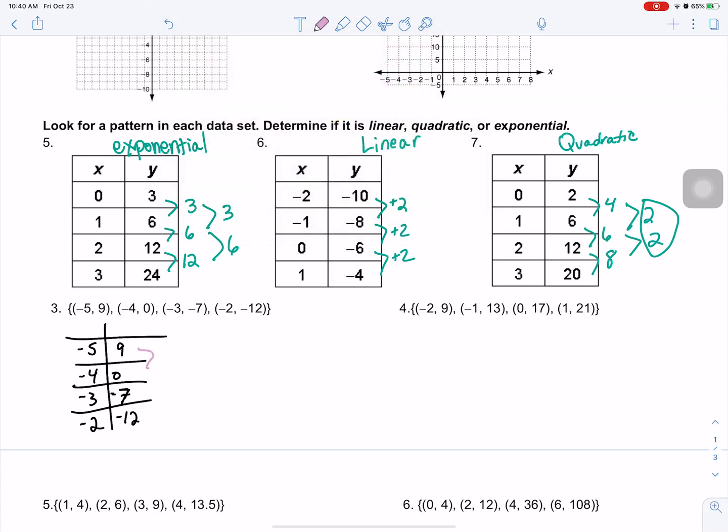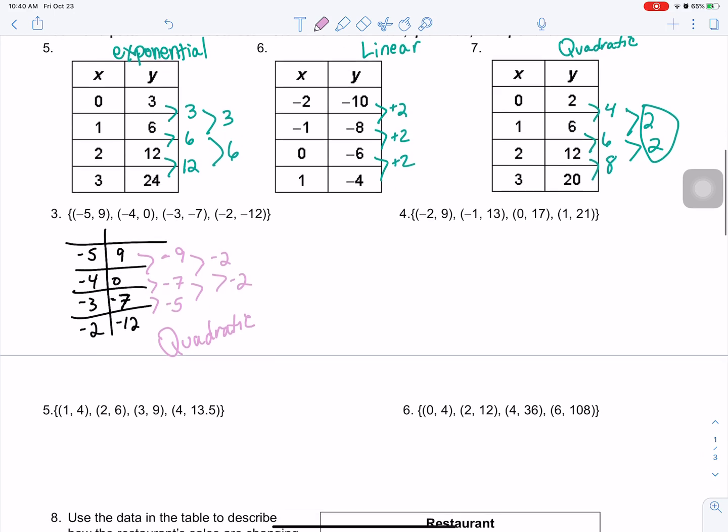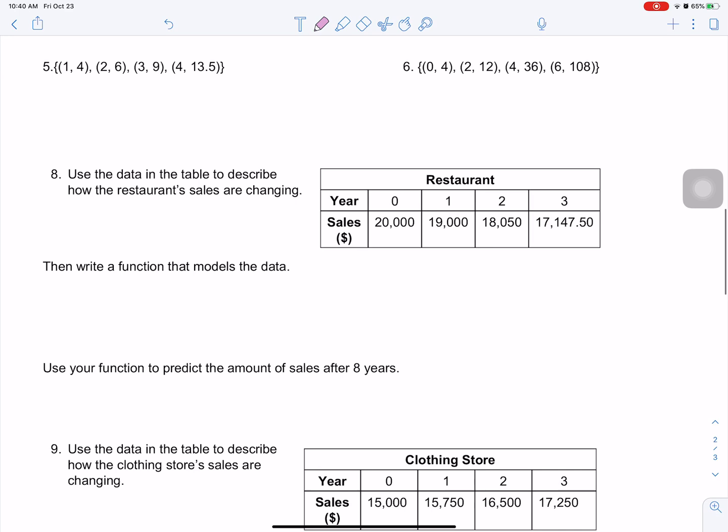And then here, I can go ahead and do my second differences. So I went down 9, and then it went down 7, and then it went down 5 more. And if I look at my second differences, it went down 2, and it went down 2, which makes, since those two are the same, it's now quadratic. So again, try out the other ones and then check it with the answer key to make sure that you're understanding. But your first step is just going to be making it into a table.